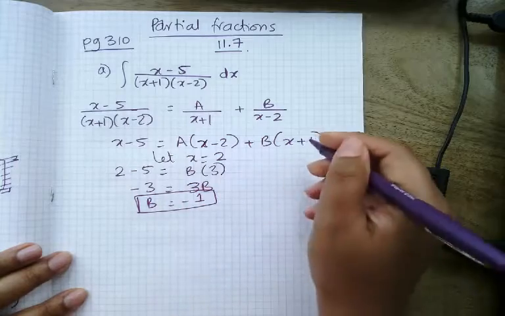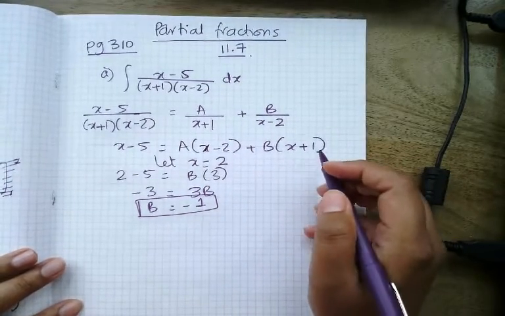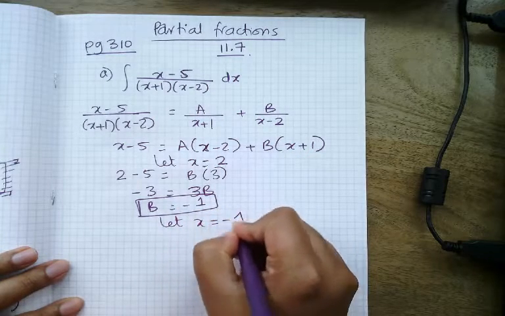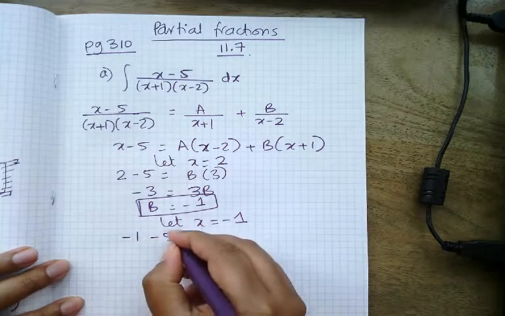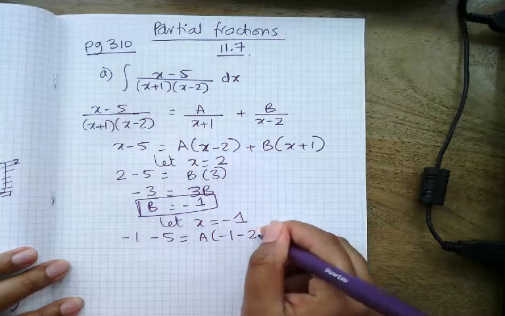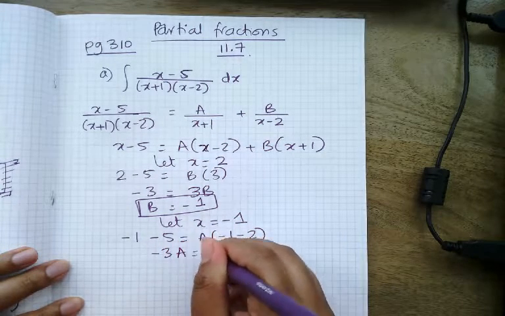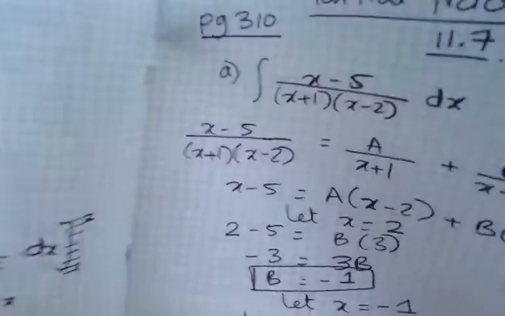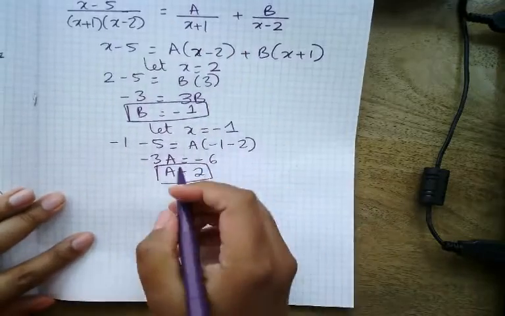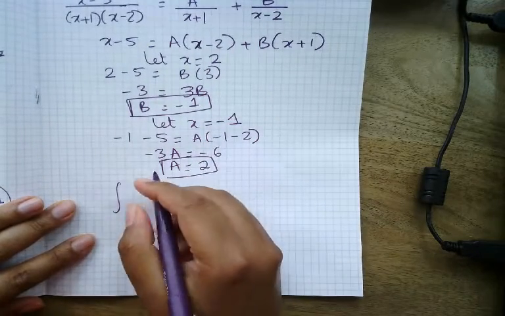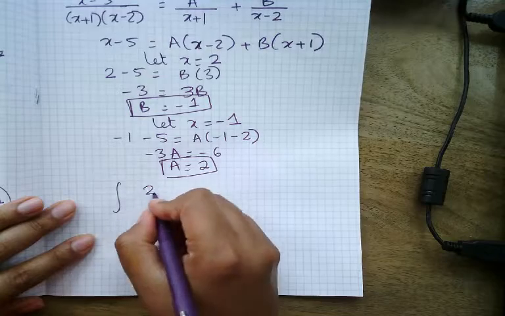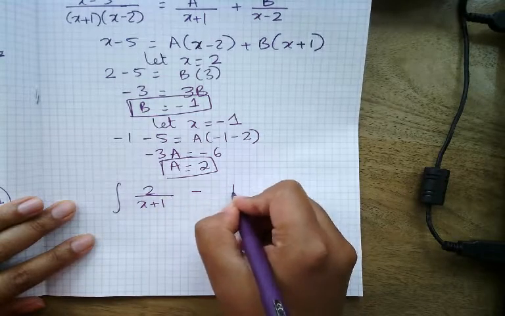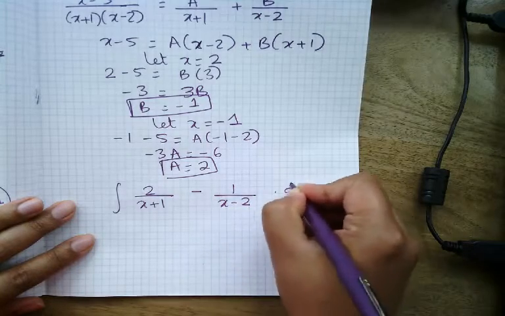Then I do the same: I think about what number is going to eliminate B, and that's x equals minus 1. So let x equals minus 1, plug that in. Minus 1 minus 5 equals A times (minus 1 minus 2). Minus 3A equals minus 6. A is equal to 2. And now this is going to be equivalent to 2 over (x + 1) minus 1 over (x - 2) dx.